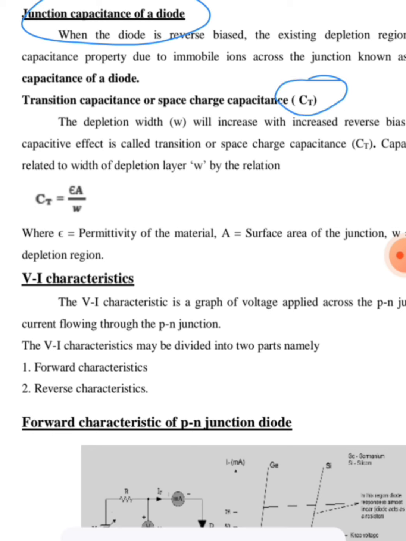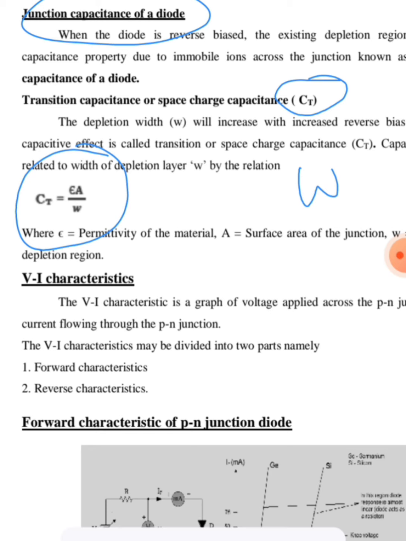And the CT is related to the width of the depletion layer, that is W, by the relation CT is equal to epsilon A divided by W, where epsilon is nothing but the permittivity of the material. Which material we are using, accordingly the permittivity will also vary, and A is nothing but the surface area of the junction and W is nothing but the width of the depletion region.